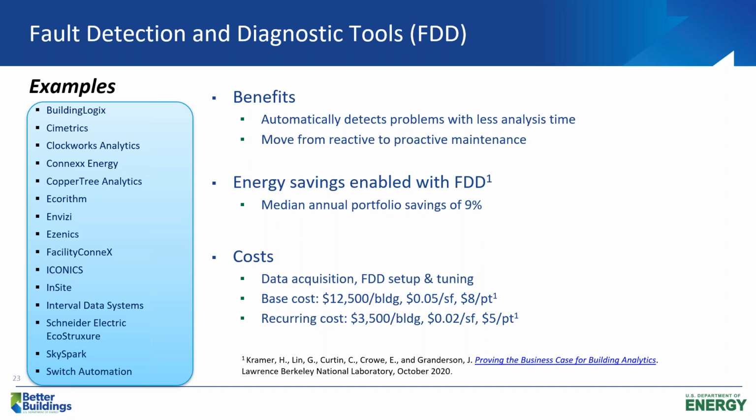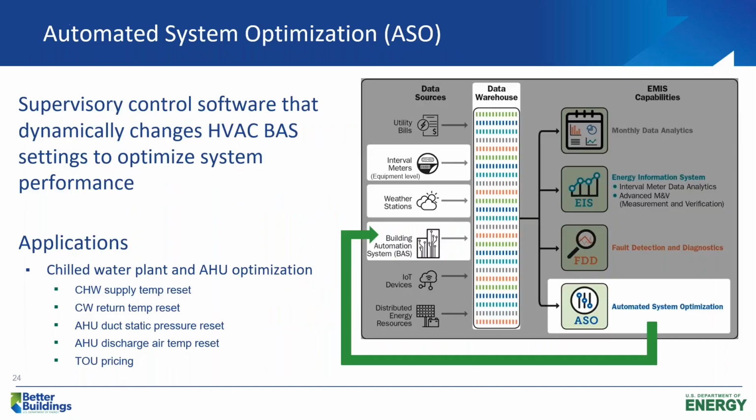Many of the organizations that we work with, and I think one of the folks on this call right now at University of Iowa, are moving from reactive to proactive maintenance. So it really helps you make sure you're finding things and fixing things before you get those maintenance requests. Next slide. Okay, now we are to automated system optimization.